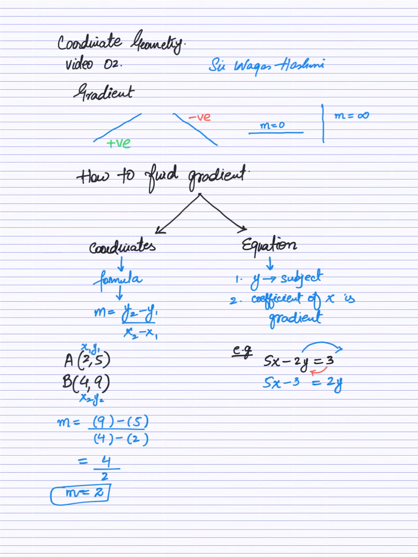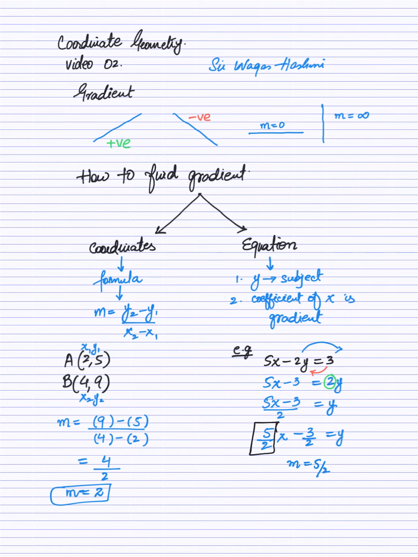Alright, now 2 is multiplying with the y on the right side. When you shift it to the left side, it will be 5x minus 3 divided by 2 equals y. So if I write the same equation in this way, 5 upon 2 x minus 3 upon 2 equals y. Basically what I did is separation of the LCM. That 2 is present with 5 and 3, both of them, so I have written it separately. Alright, and the coefficient of x, that is positive 5 upon 2, is your gradient.